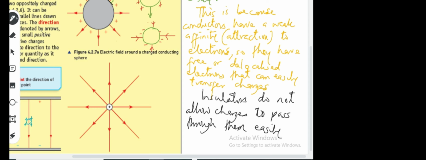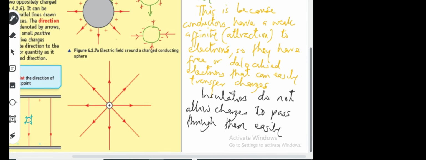Now, I'm talking about passing through. It doesn't mean that they cannot collect. For instance, if one insulator is rubbed against another insulator, charges can be transferred from one object to another object. But for those charges to flow through the material becomes difficult. So they stay. They can't even be lost. That's for insulators. Insulators do not allow charges to pass through them easily because they have a strong affinity to electrons, a strong attraction to electrons.